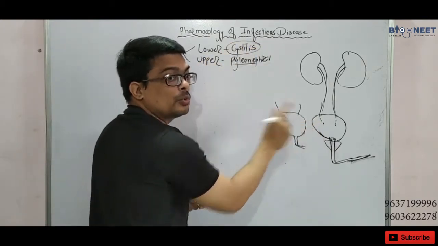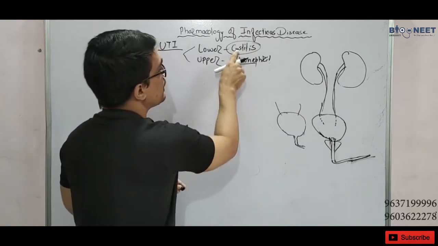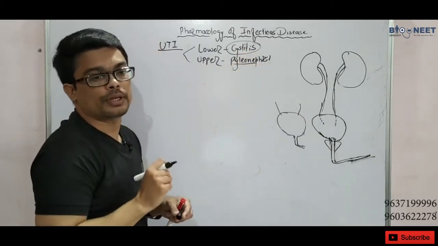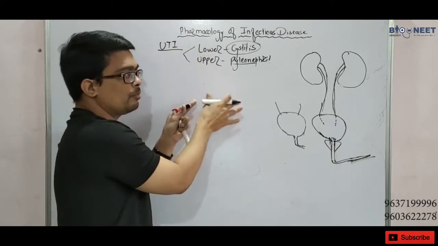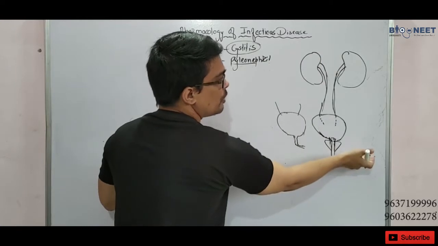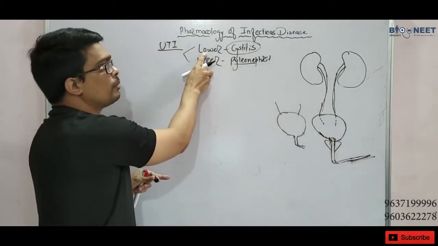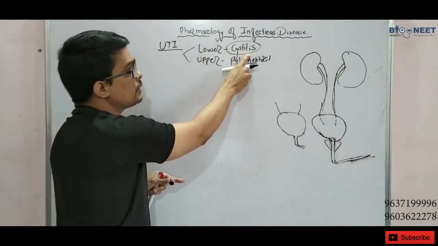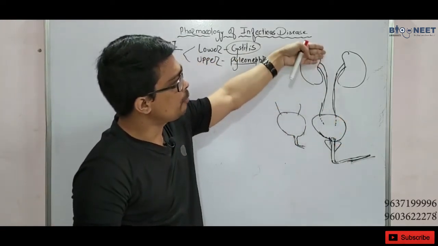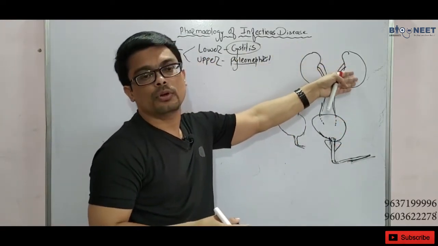Cystitis is related to the urinary bladder, and the common upper one is pyelonephritis. This is the most important. There are other conditions in the upper and lower urinary tract also, but I want you to remember lower cystitis and upper pyelonephritis. So lower is the bladder and upper is the nephron, that is the kidney.